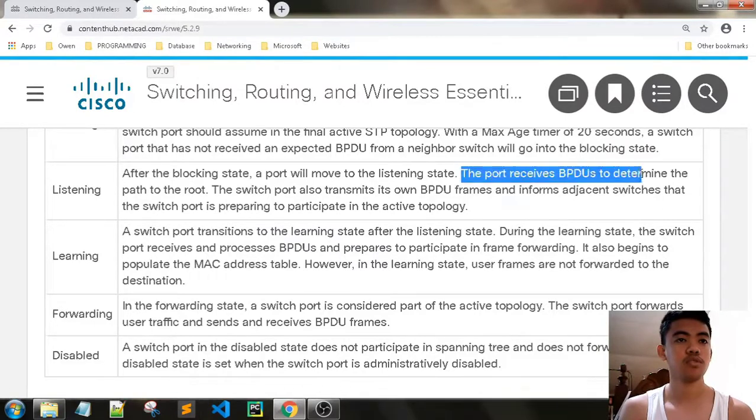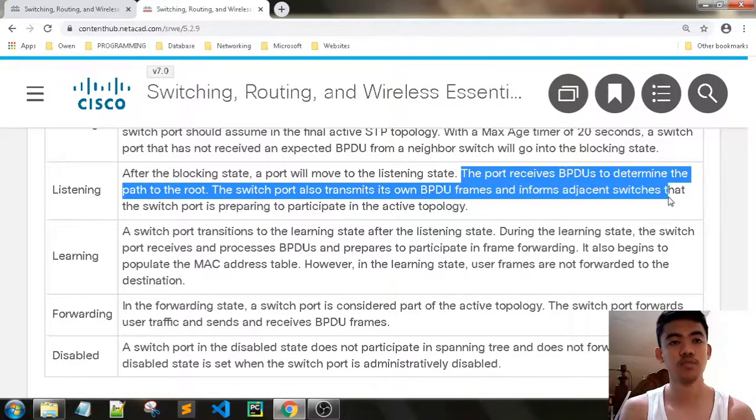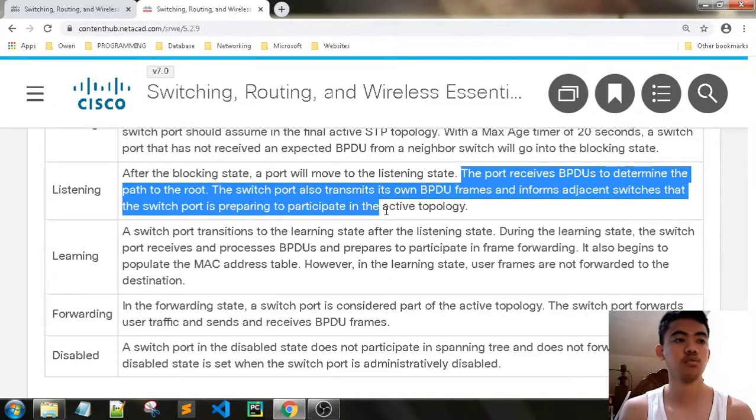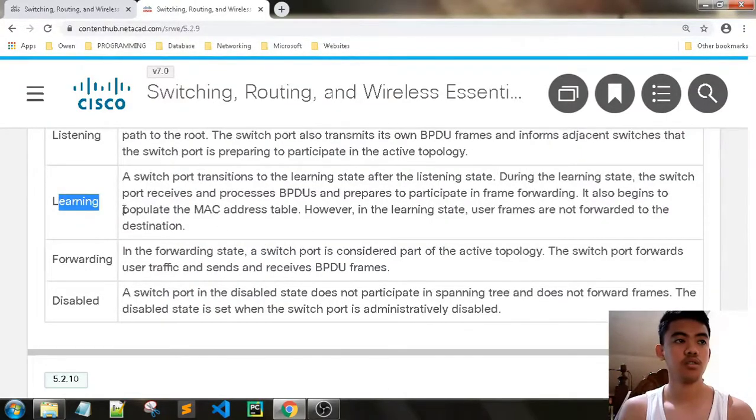The port receives BPDUs to determine the path to the root. The switch port also transmits its own BPDU frames and informs adjacent switches that the switch port is preparing to participate in the active topology. So you have your listening and learning. It also begins to populate the MAC address table. So this is the state.